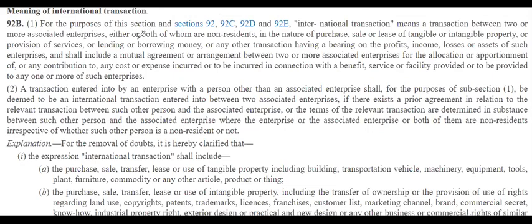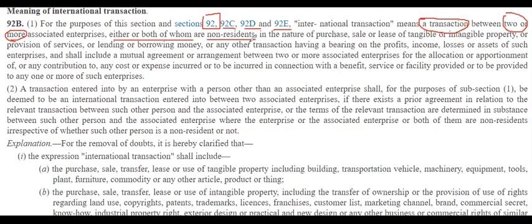Subsection 1 of section 92B states that for the purpose of section 92B itself and for the purpose of sections 92, 92C, 92D, 92E, international transaction means a transaction between two or more associated enterprises, either or both of whom are non-resident.